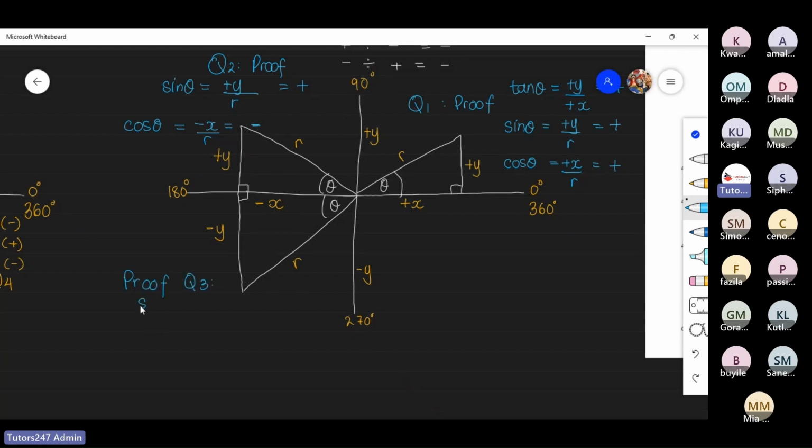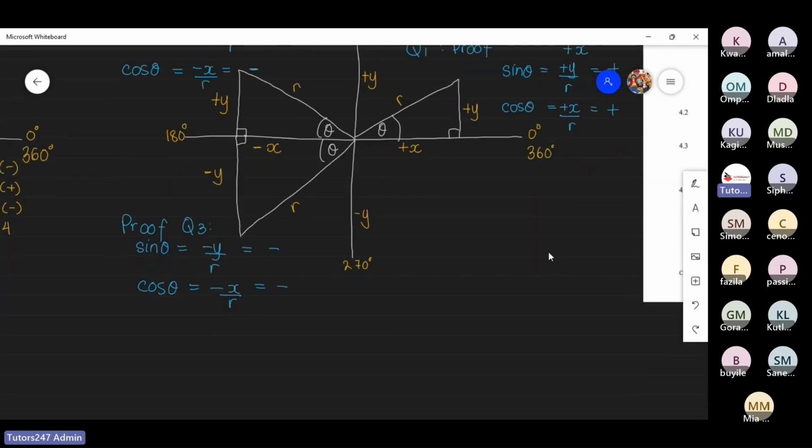We've got sine theta is equal to our opposite, which is y, over our hypotenuse, which is r. As you can see, we have a negative value divided by a positive value. That is going to give us negative. Next, we have cos theta. Cos theta is equal to the adjacent over the hypotenuse. So negative divided by positive, and that is going to give us a negative value.